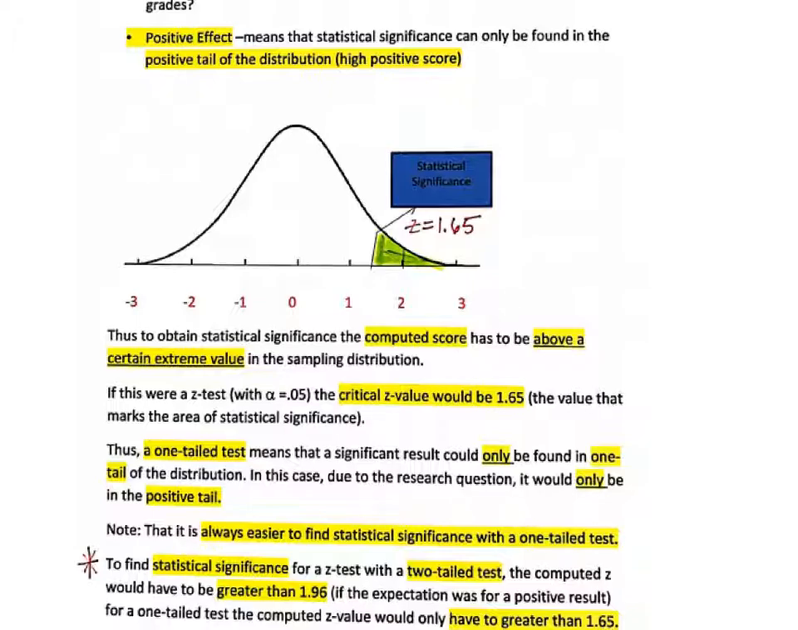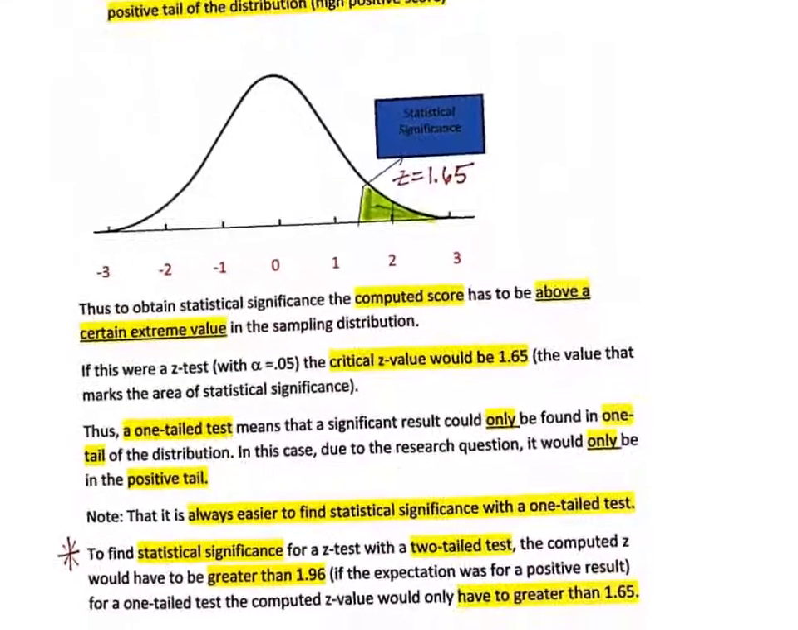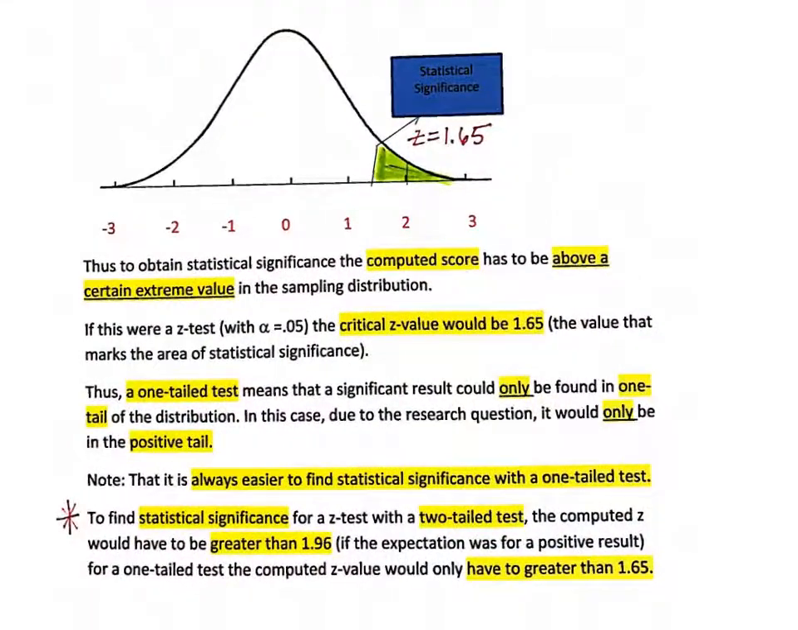The other thing to remember here, where the asterisk is at the bottom, is that with a two-tailed test, it's always going to be harder for you to find statistical significance. It will always be easier with the one-tailed test because the z critical value will always be smaller. All right, now we have one final example.